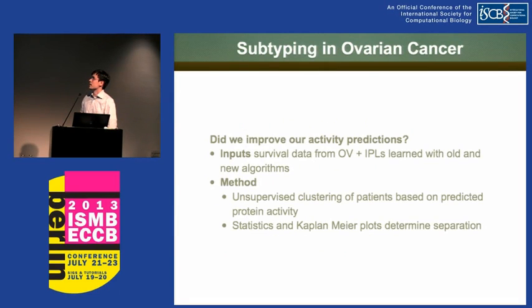So did we improve our activity predictions? Here, as I mentioned, we're going to use the survival data from ovarian cancer. And we have the IPLs produced by both the old paradigm and our two new models. What we do is an unsupervised clustering of the patients based on IPLs. Then we look at the survival of those patients through Kaplan-Meier plots and statistics to see how well we're able to stratify the patients.